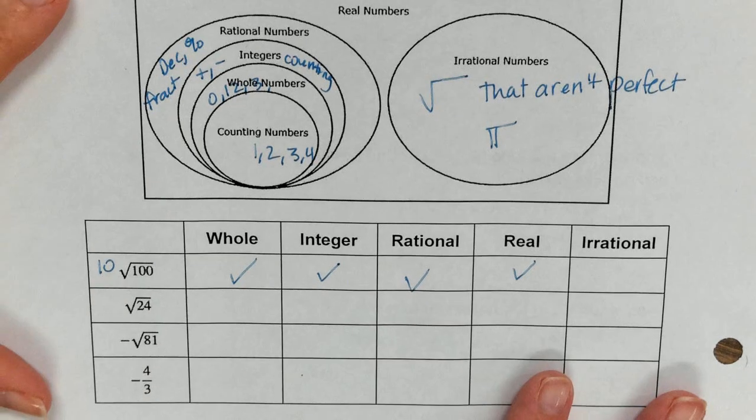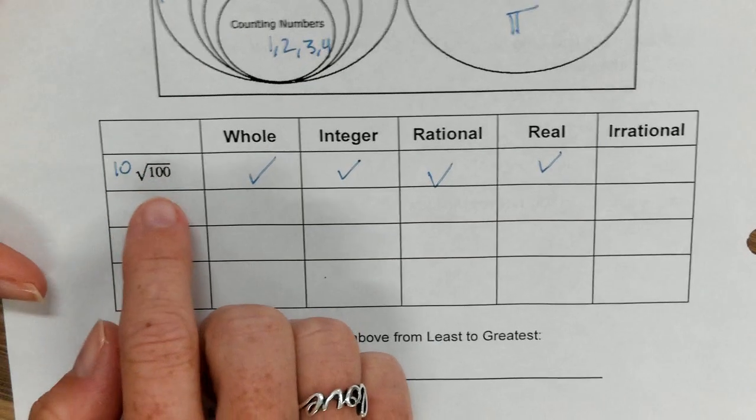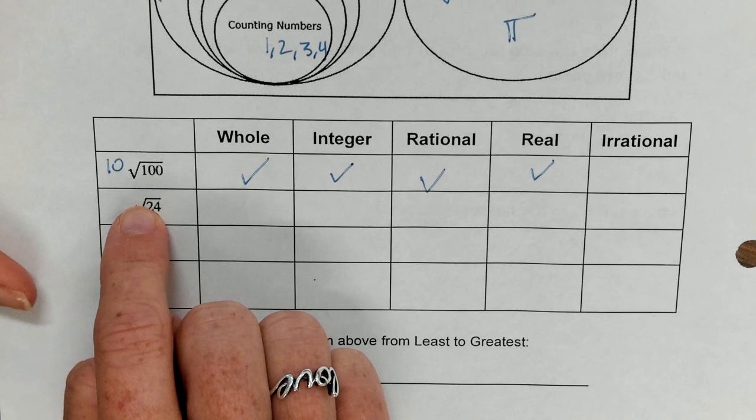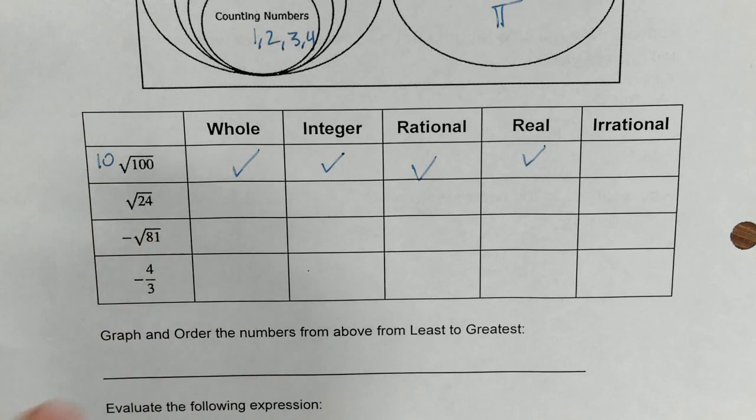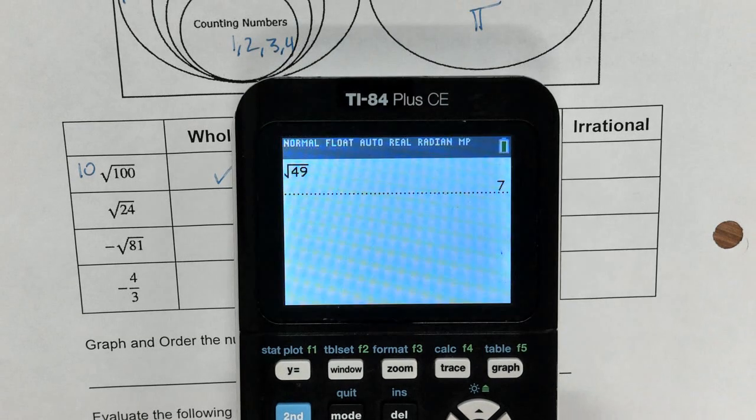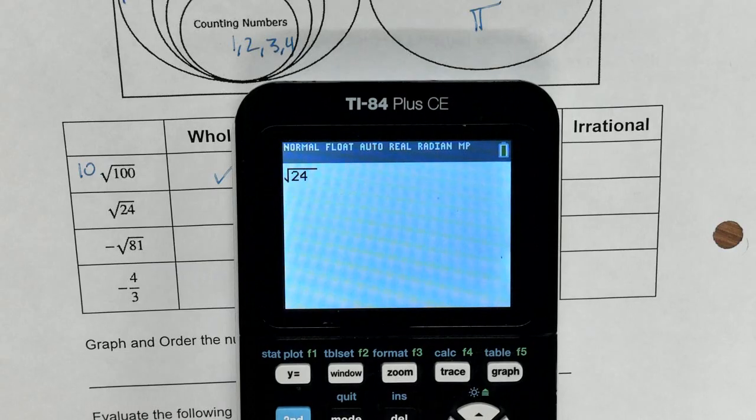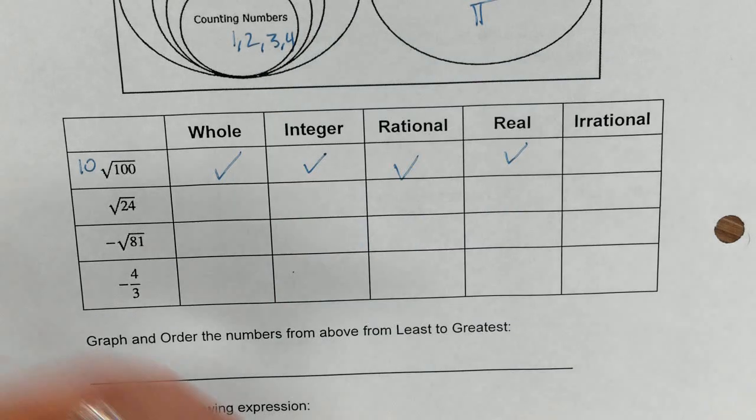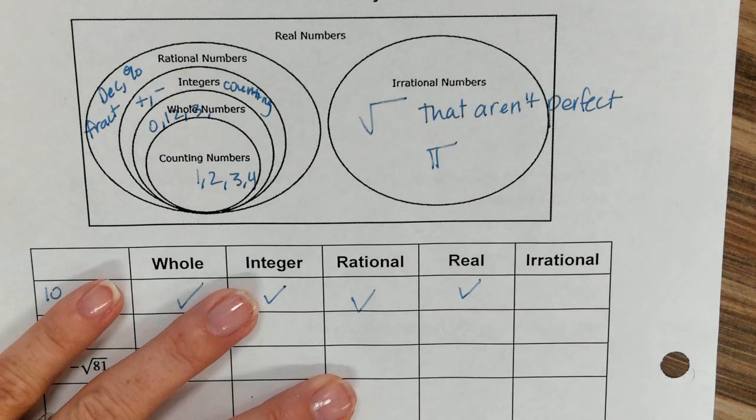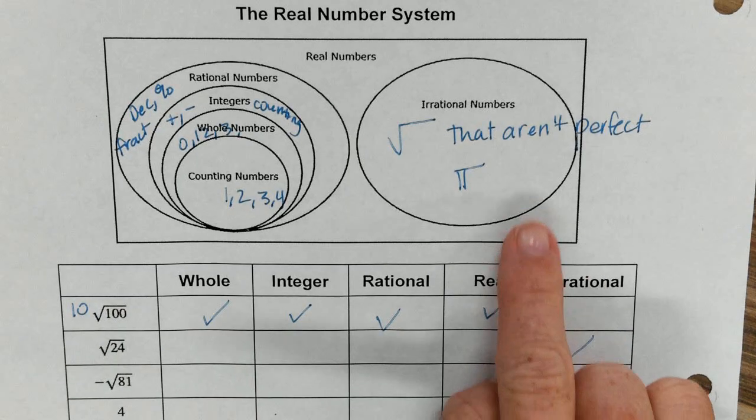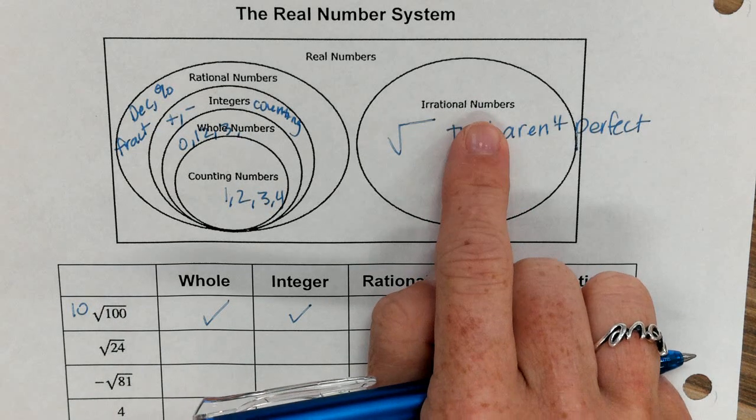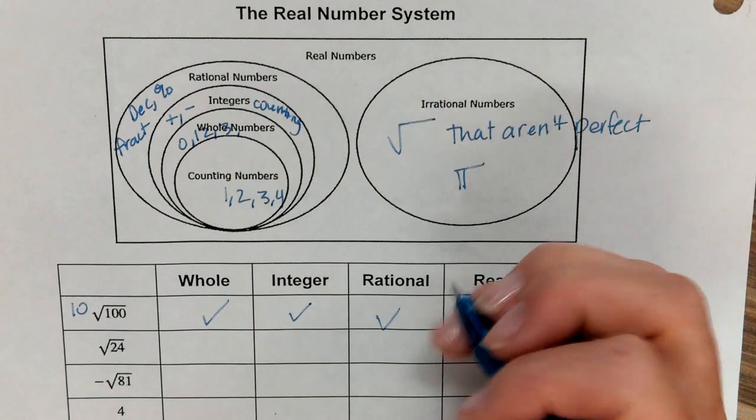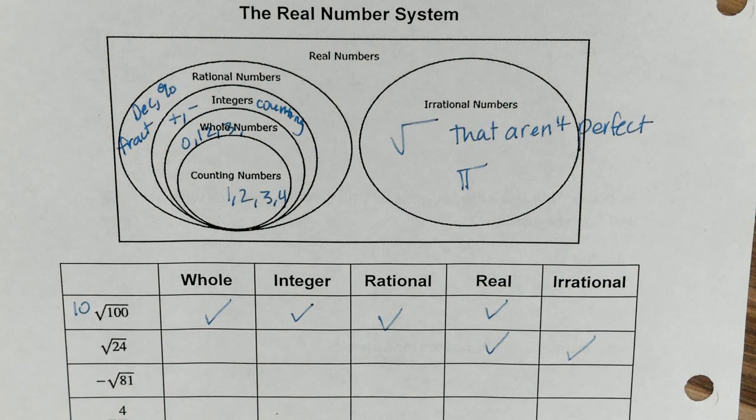All right, y'all ready? The next one is the square root of 24. Is the square root of 24 perfect? If you don't know that, just put it in your calculator and you're going to see it gives you a crazy long decimal. So look, the square root of 24 is definitely not perfect, so it's automatically irrational. But what else is it? All irrational numbers are under the real category, but that's all it is.